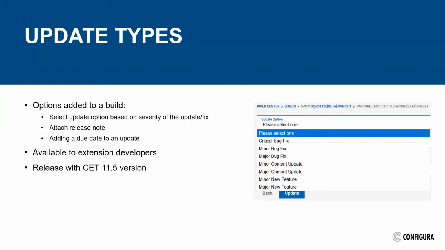By default, when users receive updates or the update notification, they have the option of delaying it for some time and doing the update at a later time. Critical bug fixes actually bypass that. So if a build is marked as a critical bug fix, as soon as the user gets notified that it's available, they're forced to install it right away.